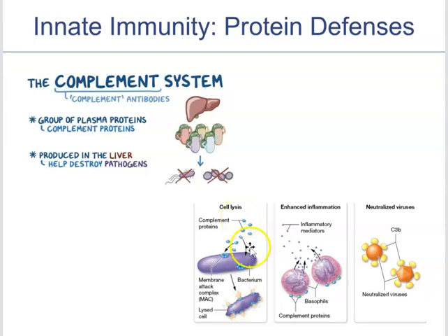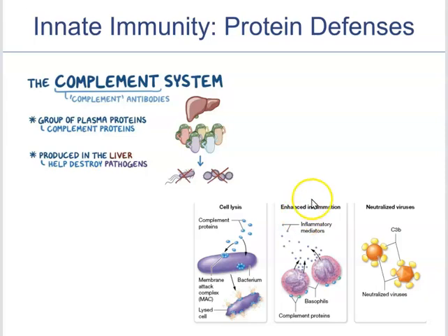When they get released, they can go up to bacteria. Remember, these are single-celled living organisms, and they clump together and form a little hole. It's called a MAC, membrane attack complex. So they put a hole in the cell membrane, and cells can't live if there's a hole. Everything leaks out. So they kill them.